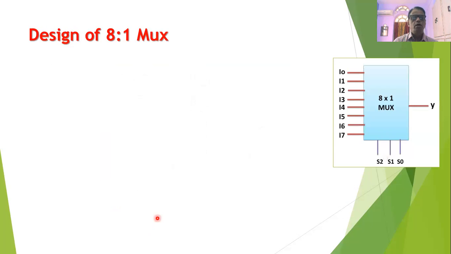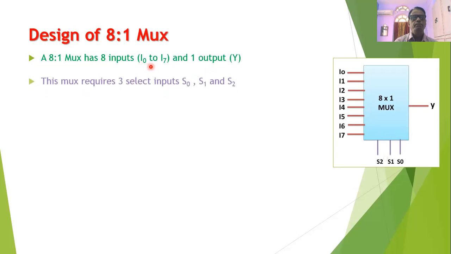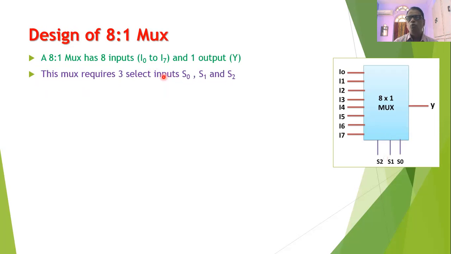Now we will go for the design of the 8 to 1 multiplexer. This multiplexer will have 8 inputs from I0 to I7, and it will require 3 select inputs or control inputs S2, S1 and S0, and there will be only one output Y.